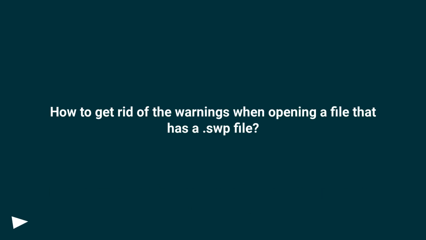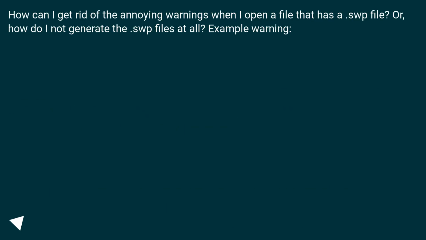How to get rid of the warnings when opening a file that has a SWP file. How can I get rid of the annoying warnings when I open a file that has a SWP file? Or, how do I not generate the SWP files at all? Example warning.